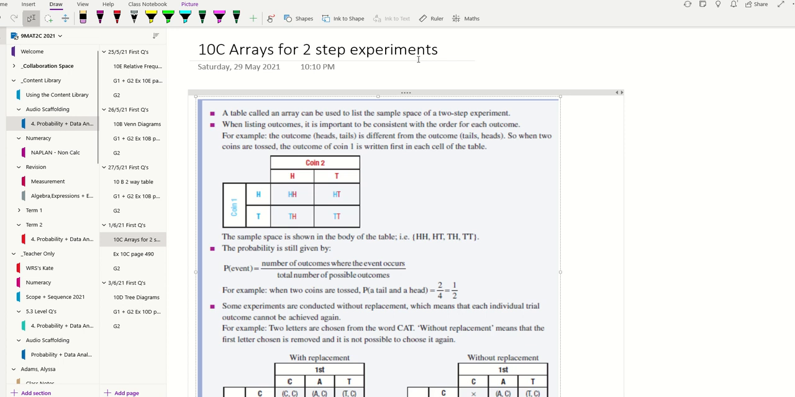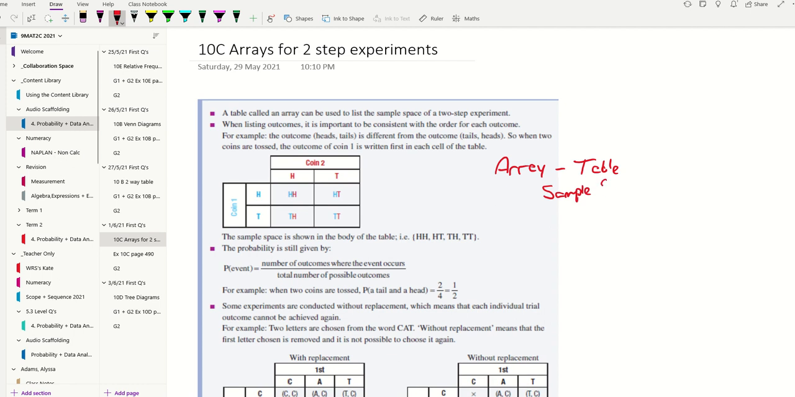Today's theory is called arrays for two-step experiments. Now, an array is just a table. It's another word for a table. And it says that it can be used to list the sample space of a two-step experiment. Now, sample space, remembering, is all our possibilities. So we can use a table to list all of the possible outcomes.